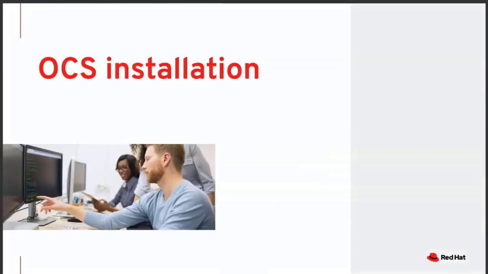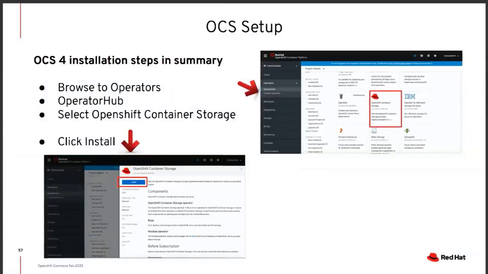I'm almost done. I'm over time, but I just wanted to show you some slides. I can go through them really quickly. It's how OCS is actually installed, the steps that you need to take to install OpenShift Container Storage. In summary: inside OpenShift, you browse to the operator section, you go to the OperatorHub, and then you search for storage and select OpenShift Container Storage by Red Hat, and click on install on the screen below.